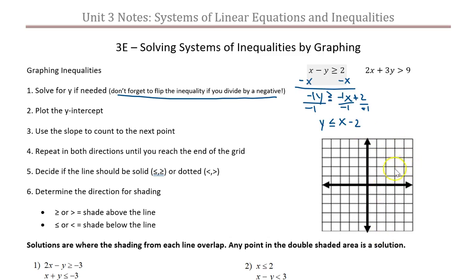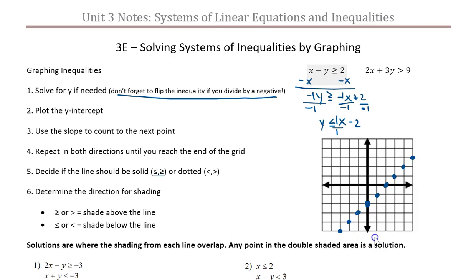So that is one inequality that I am going to graph. I start with my y-intercept, which is negative 2. And then my slope is x, which is really 1 over 1. So I'm going to go up 1 over 1, just like we did when we graphed equations. I'm going to do that to the end of the screen. I'm also going to reverse it and go down 1, left 1 to the end of the screen.